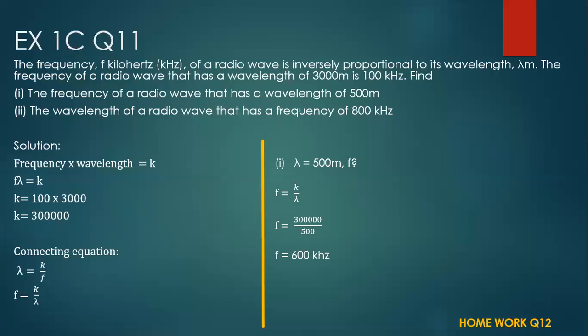Second part of the question is you have to find the wavelength when frequency is 800 kilohertz. So wavelength is K upon F, and K is 300,000. The value of F is 800. So the wavelength will be 375 meters.